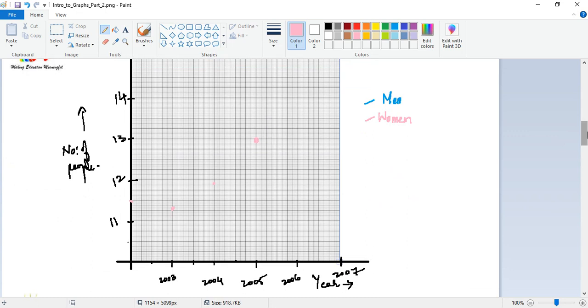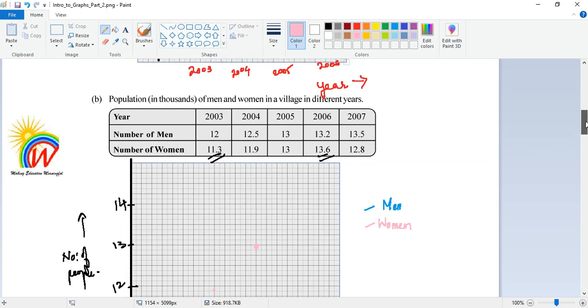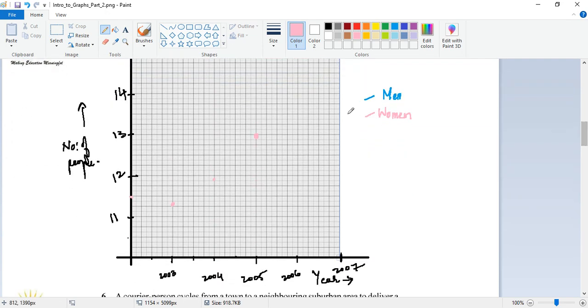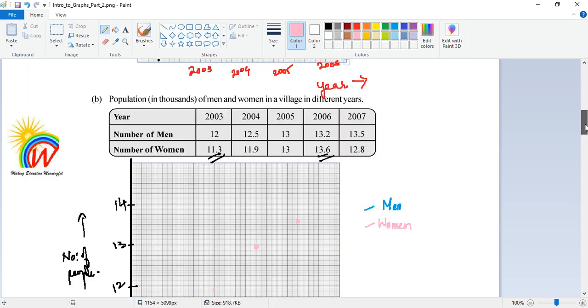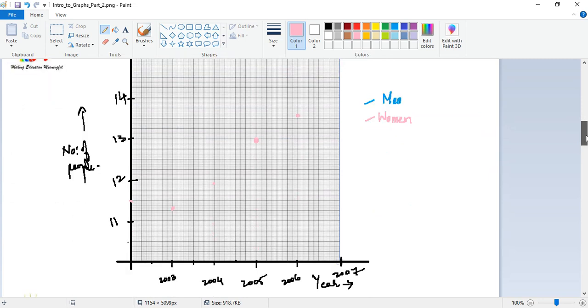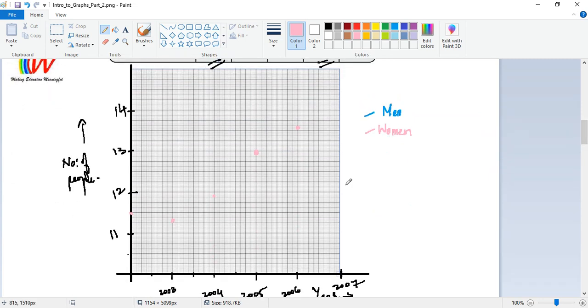Then in 2006 you have to mark 13.6, so 13.6 is going to be just above 13.5 over here, and you have got the next one as 12.8. So 2007, 12.8 is over here. Now you join the graph, so you just draw the straight line.